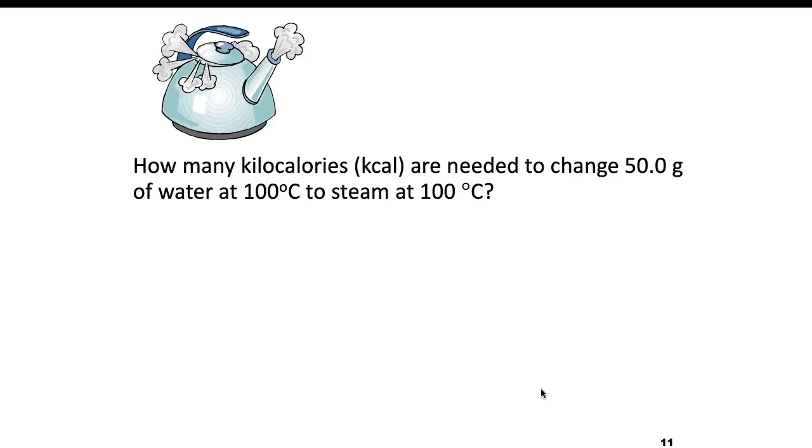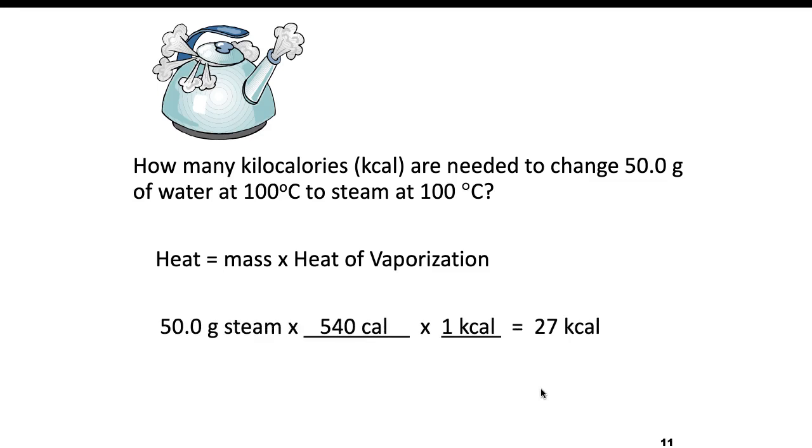Here's a problem for you to try. How many kilocalories are needed to change 50 grams of water at 100 degrees to steam at 100 degrees? To do that, we're going to use our equation: mass times heat of vaporization will equal the energy. And we set it up. Here's 50 grams of steam, and I'm going to use my 540 calories per gram. Then I'm going to convert calories to kilocalories, and I get 27 kilocalories for an answer. And everything will cancel out very nicely.